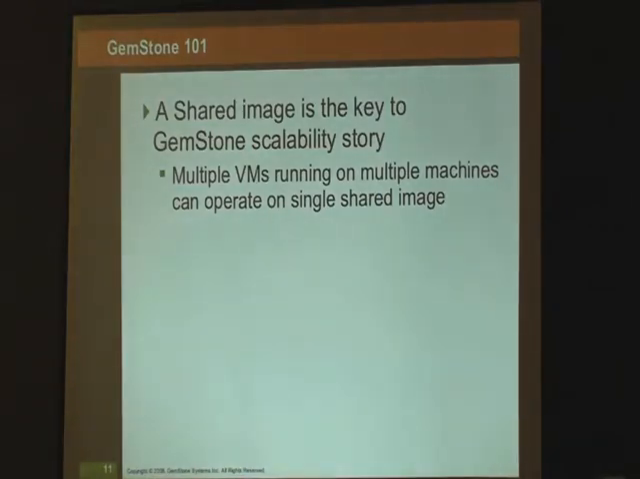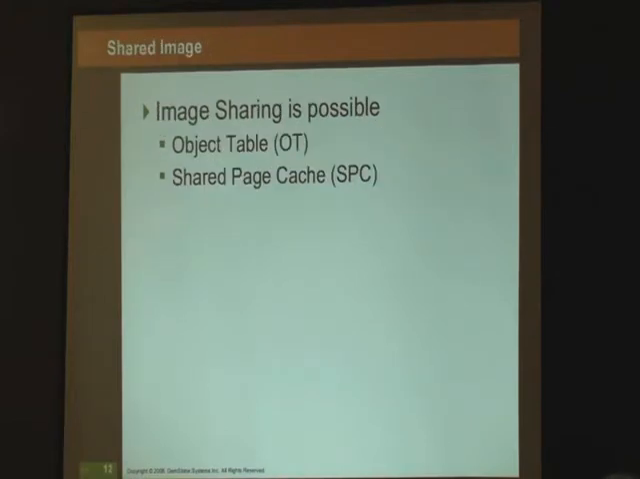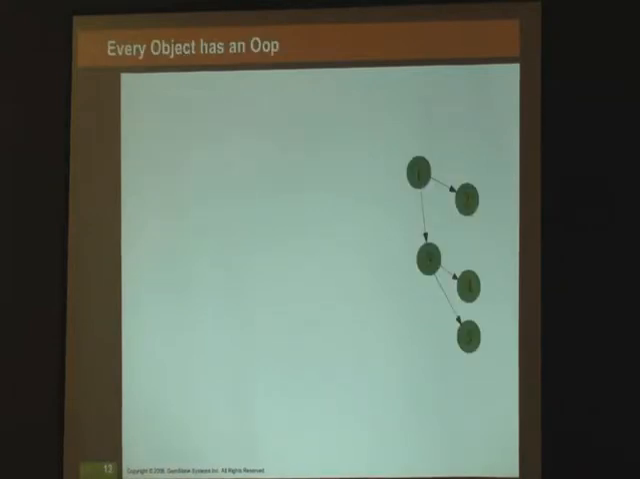The truth is that the shared image is the key to our scalability story. You can have multiple VMs running on multiple machines operating on the same single shared image, and the trick then is to keep things in sync. As I said, we'll go through that. The image sharing is made possible in Gemstone technology by an object table and the shared page cache. The object table may be new to you, and I'll go through some of that.